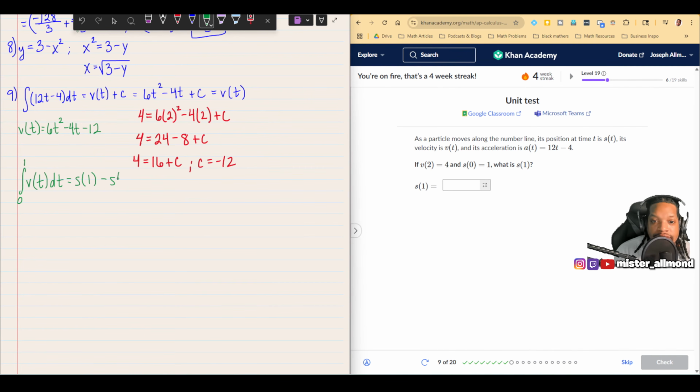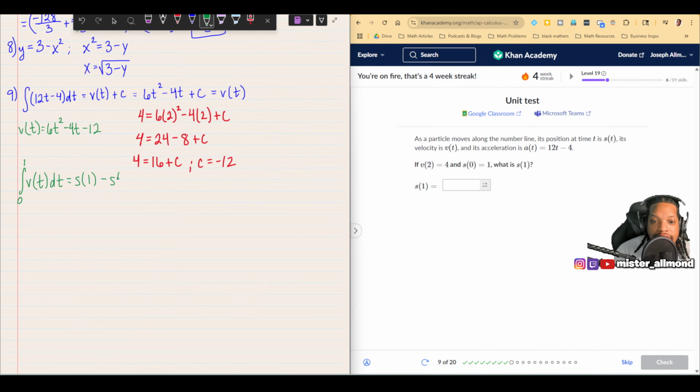Minus 2t squared minus 12t. So I got 6t squared minus 4t minus 12. That last t I know is hard to see, but it's there. But oh, we need to evaluate that from 0 to 1 though. That's the annoying part.